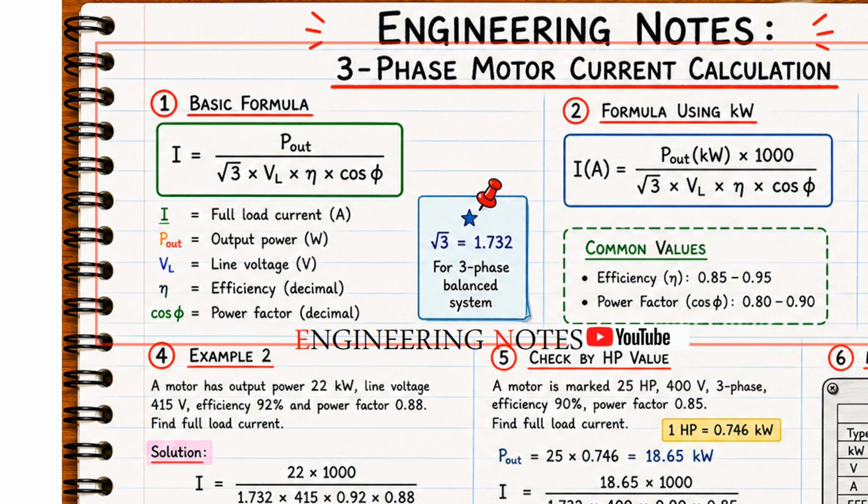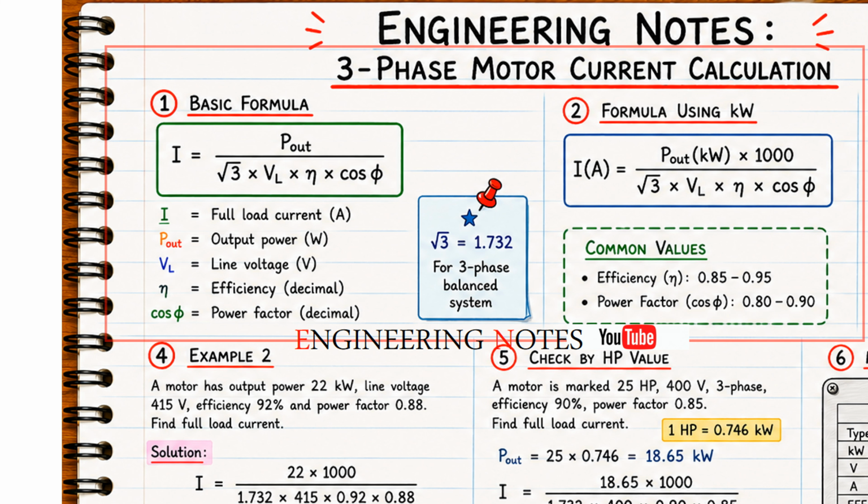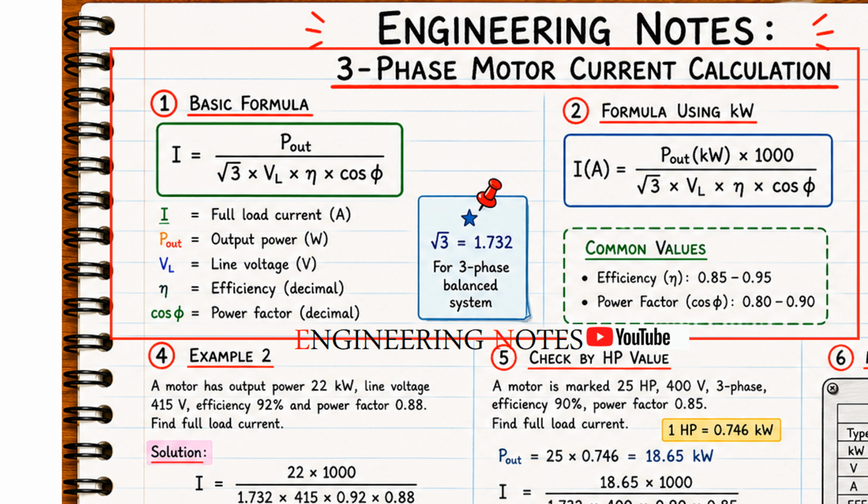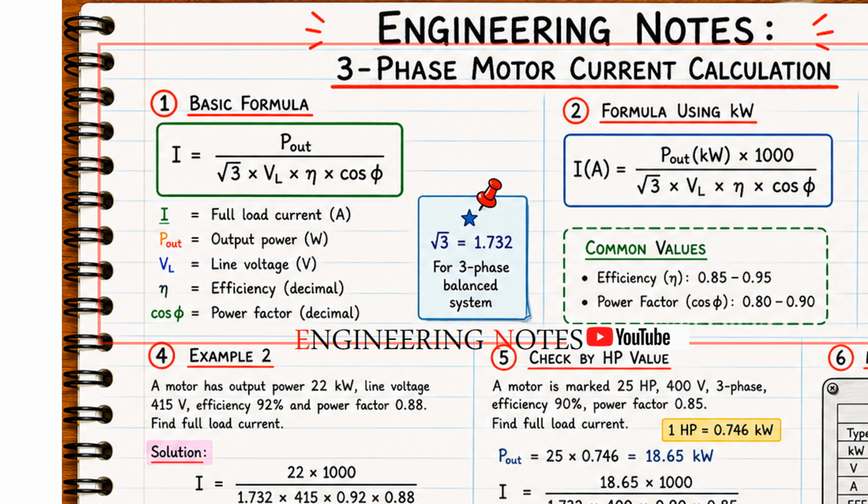In sections 1 and 2, we introduced the main formula. The current is equal to the output power divided by the square root of 3, multiplied by the line voltage, multiplied by efficiency, and multiplied by the power factor.